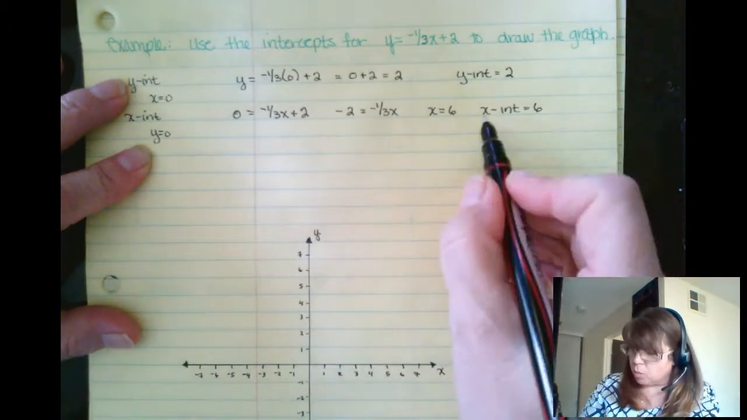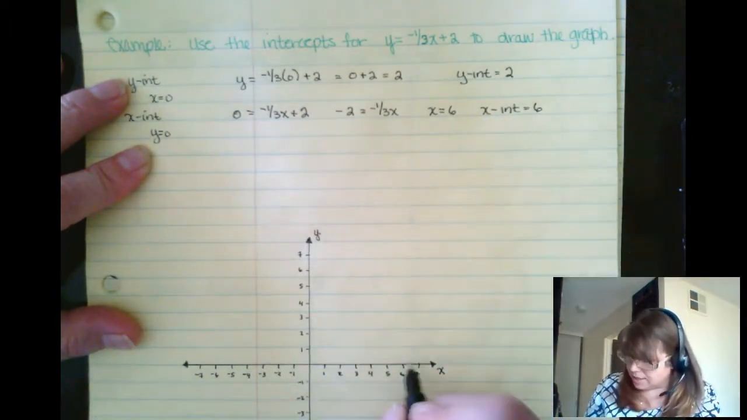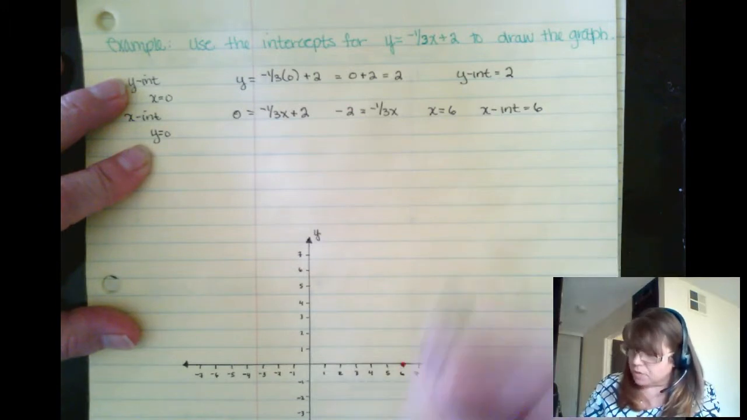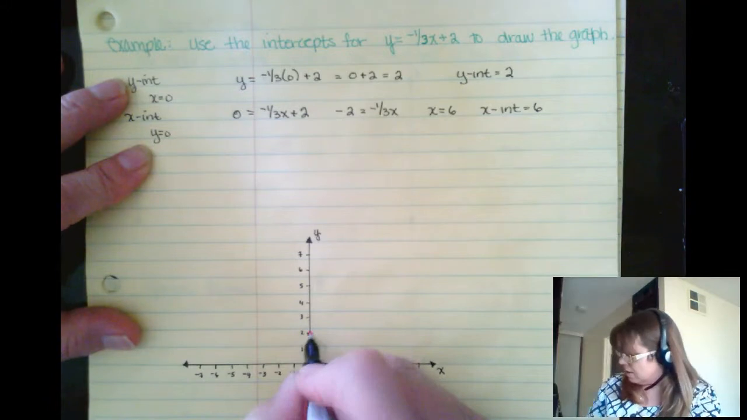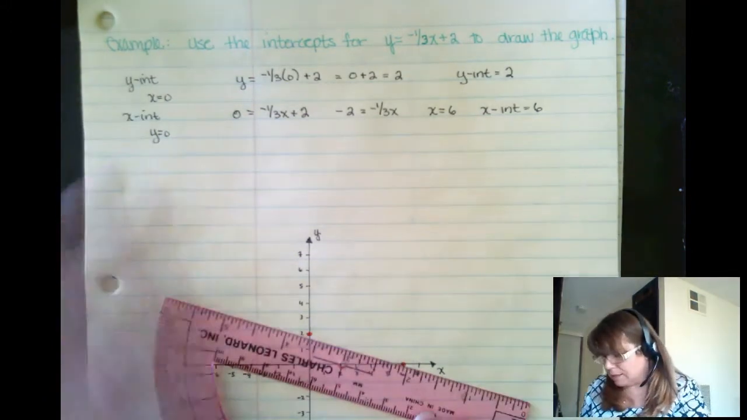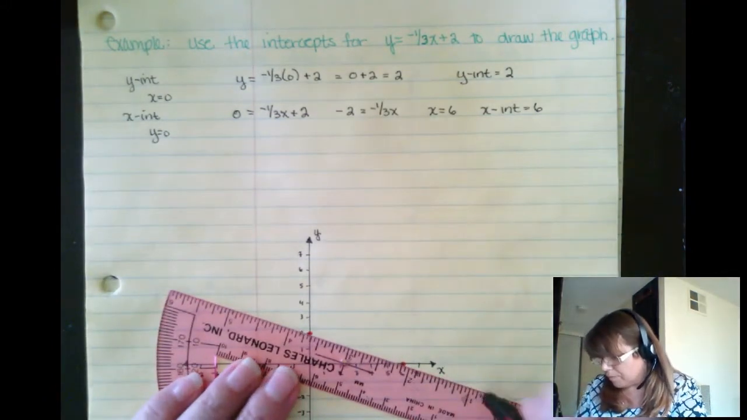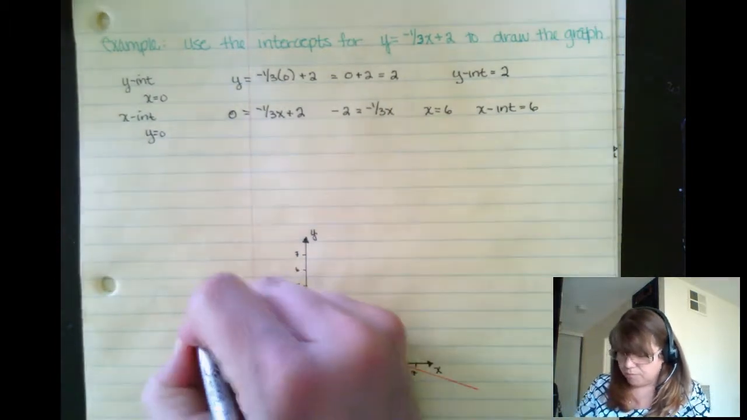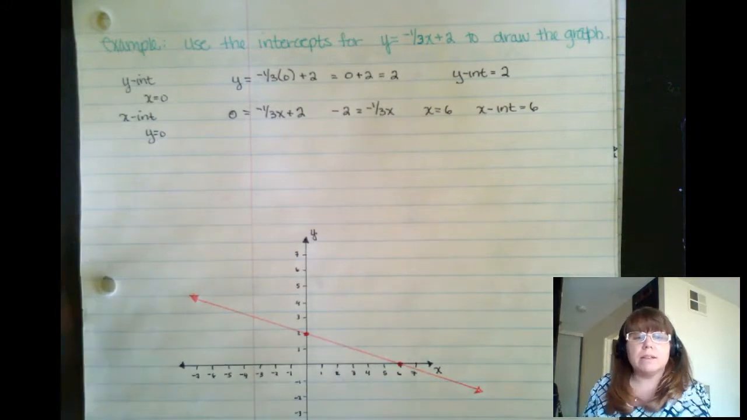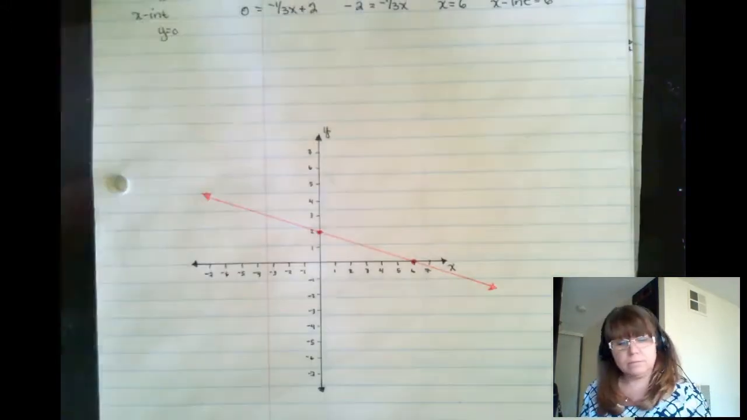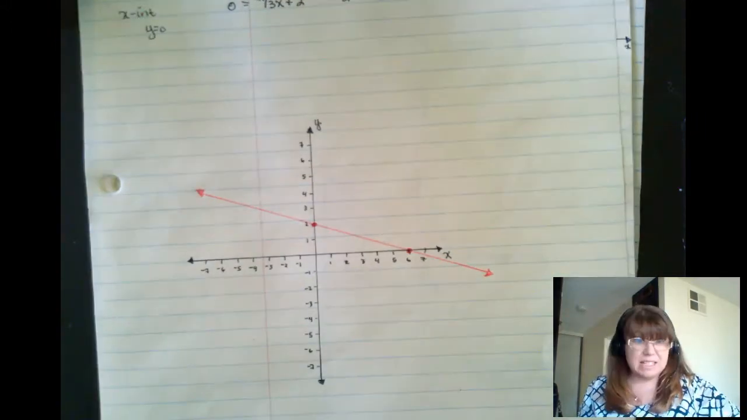I like to plot the x-intercept, which is at 6. Our y-intercept is at 2 on the y-axis. And let's plot it. That's it. You find your 2 points, you connect the dots, and you have your graph of your linear equation.